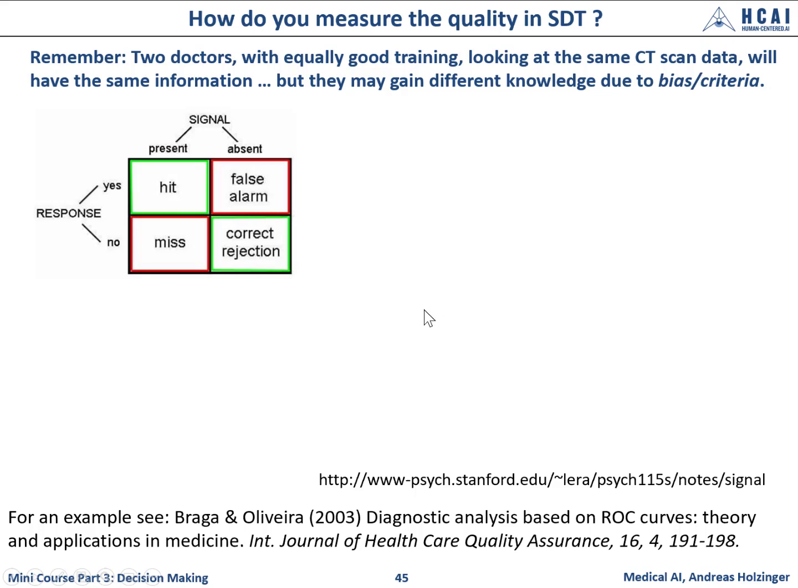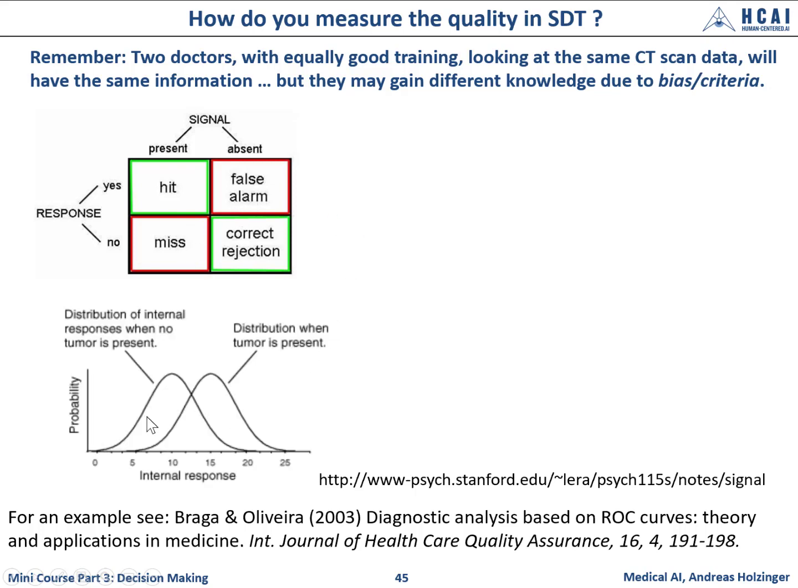So with this table, this is a contingency table, and we will see later on how this is used in artificial intelligence and machine learning. So we have this green, this is hit and correct rejection, and then we have this miss and false alarm. And this now can be depicted by this probability Gaussian distribution: the distribution when the tumor is present, the distribution of internal response when no tumor is present. And then you have the internal response.